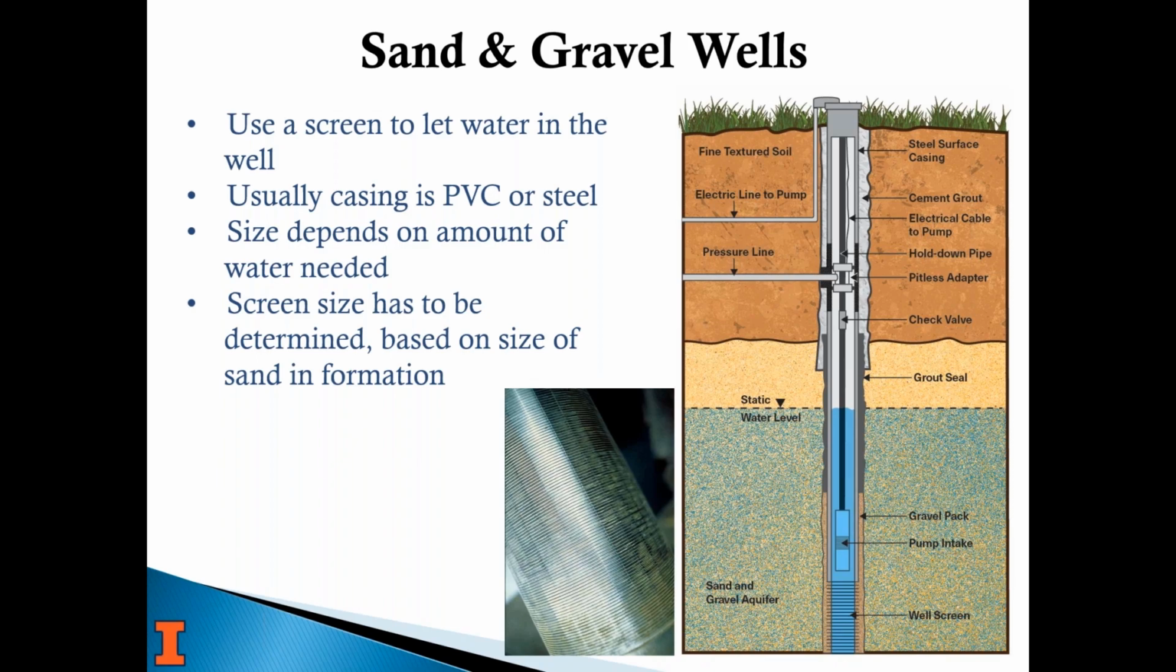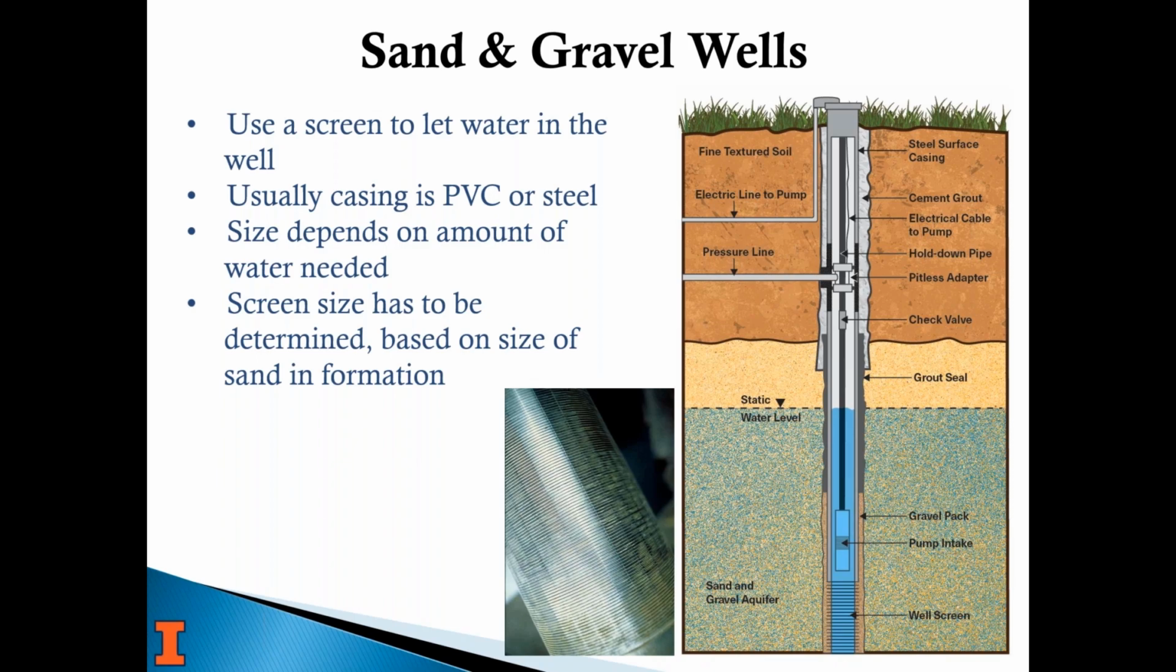There's little slots, a little space between those woven sections of stainless steel, and the size of those slots is determined when you drill the well, based on the size of the sand grains. So if it's more coarse material, then you can have a wider slot. If it's fairly fine sand, you want to have a very narrow slot. The whole point of the screen is to let the water in and keep the sand out, right?